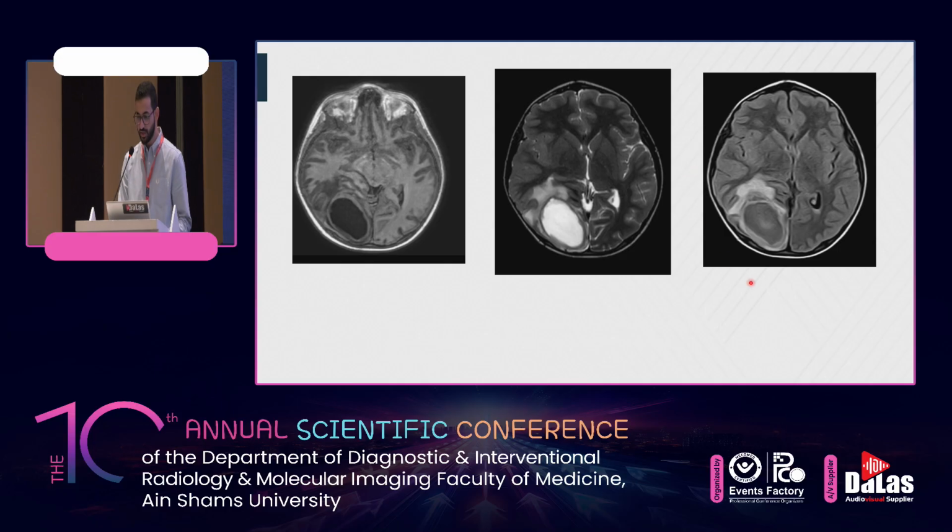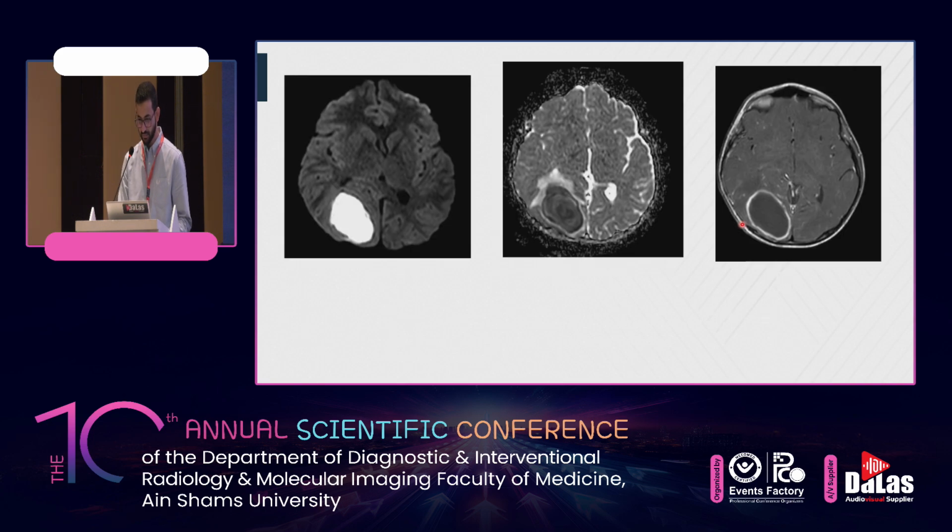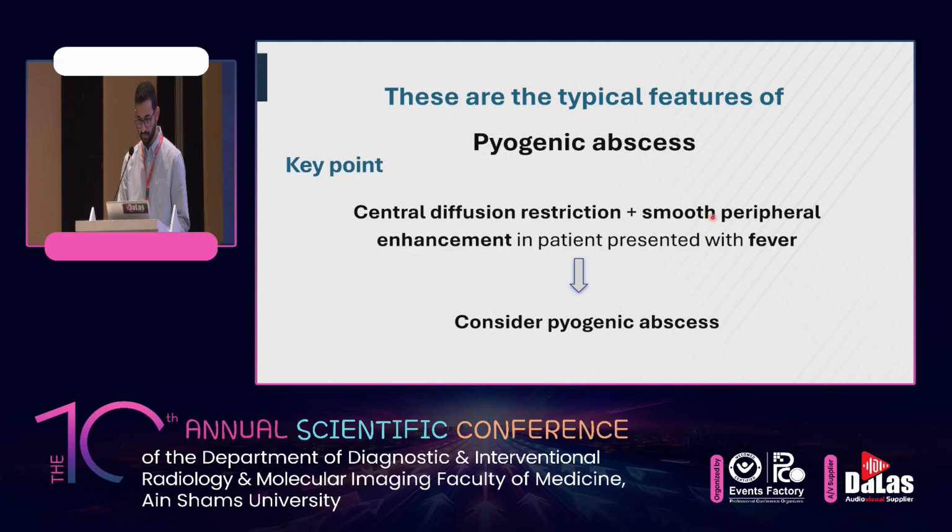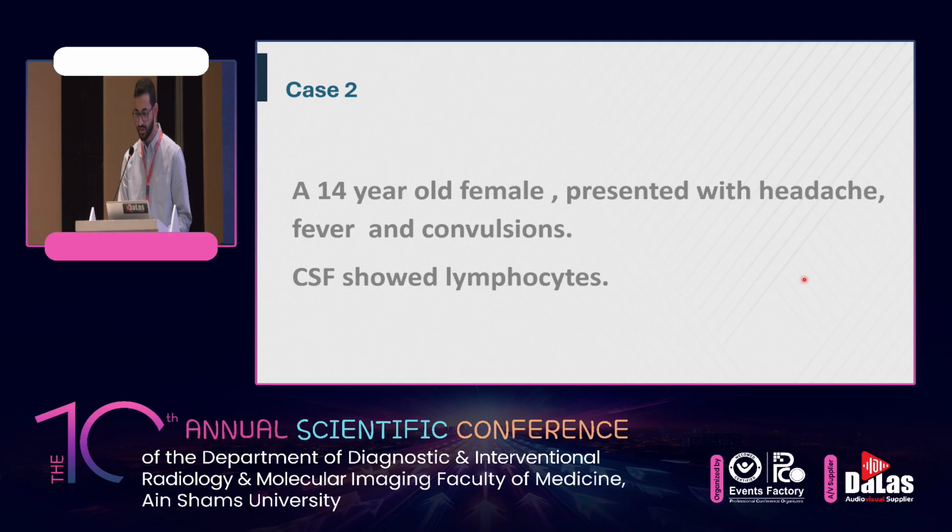MRI confirms the cystic nature of the lesion, low T1, high T2, with surrounding vasogenic edema. It shows central true diffusion restriction denoting pus content with smooth peripheral enhancement in post-contrast. These are typical features of abscess: central diffusion restriction plus smooth peripheral enhancement in a patient presented with fever, considered an abscess.